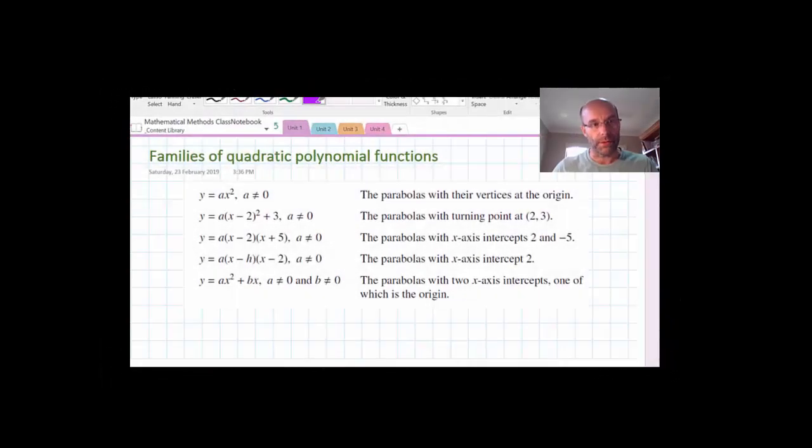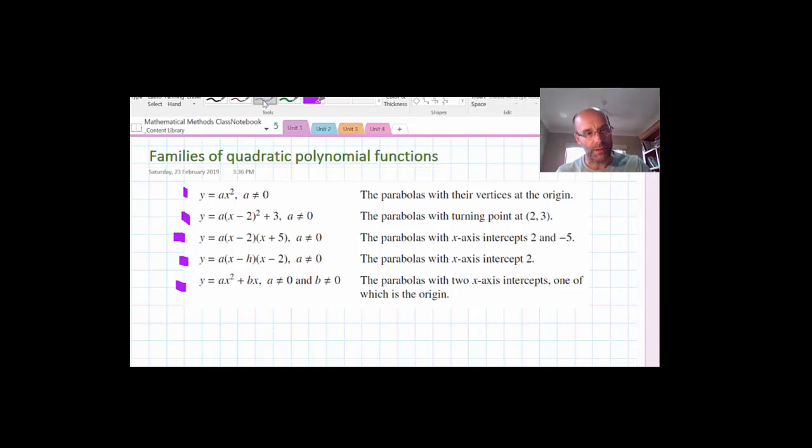We're looking at families of quadratic polynomial functions. We're linking to what we've learned before and summarizing. Then we're looking at determining equations given certain information. So we've got a few different types of quadratics.